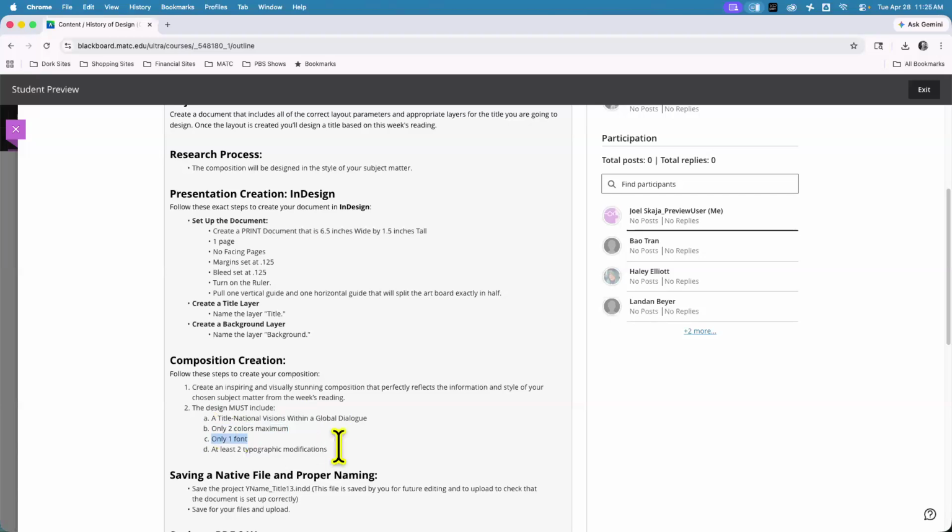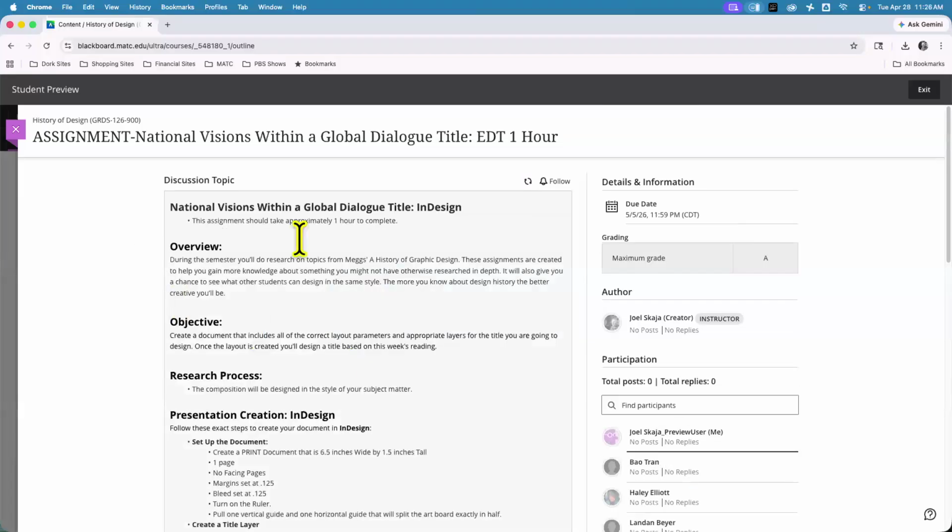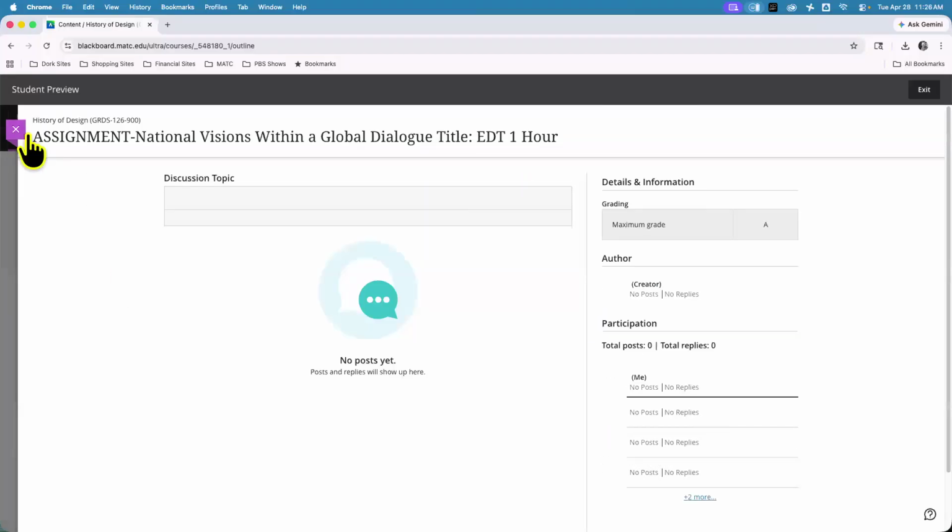Only two colors, only one font, and a couple typographic modifications. So you're just not typing out the words. Being creative. I just typed it out on white. Thanks for being creative. Anybody could do that. Give it to my mom. She'll type that up. So you know what to do there.